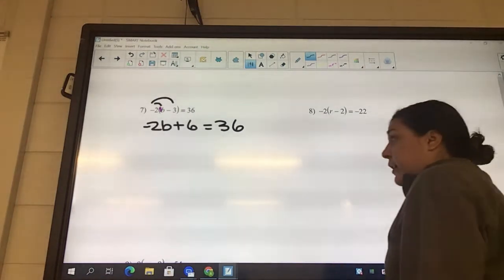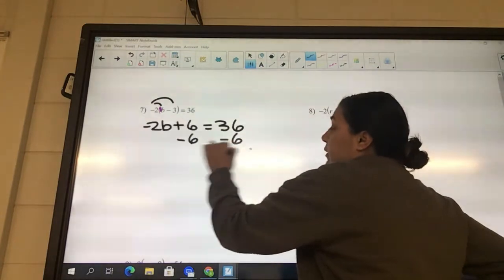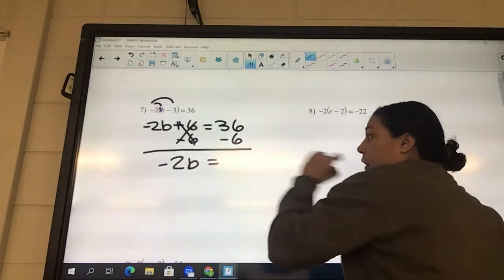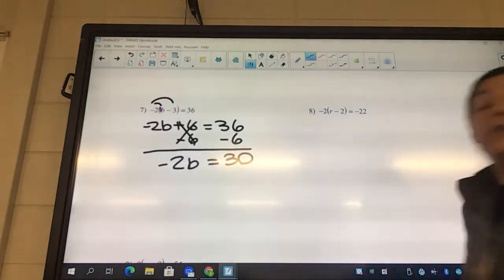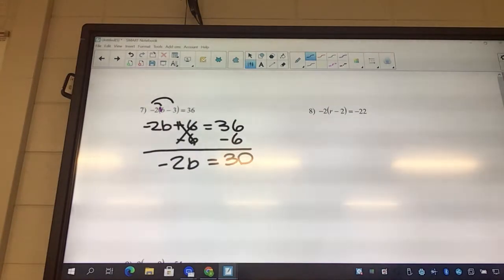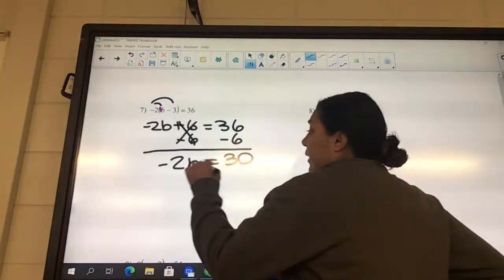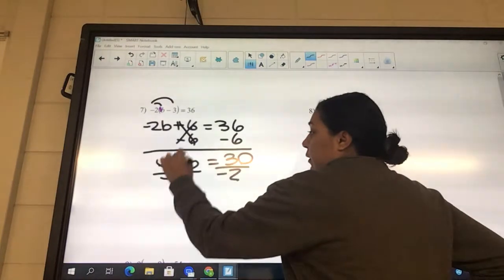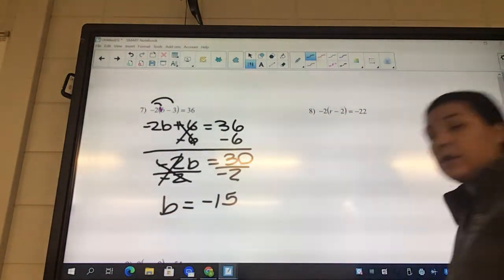Okay, how do I move that 6? Minus 6, minus 6. So I got negative 2b equals what? 30. Okay, and so now we're ready to break up. How do we break that up? We're going to divide by negative 2. So we got b equals negative 15.